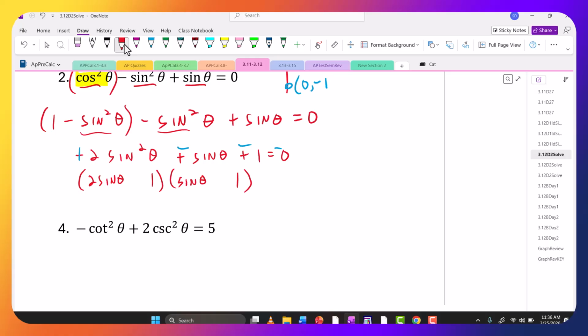And I need a negative middle term. So that means this has to be negative as a product, and this has to be positive as a product. And that ends up giving me my middle term of negative sine when I add those two terms together.